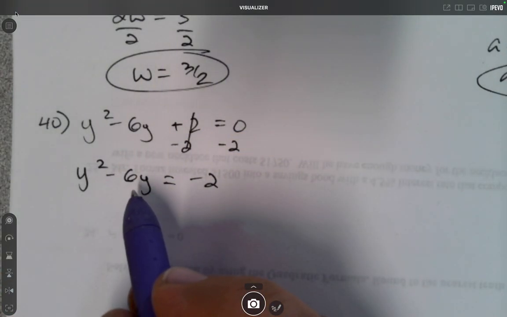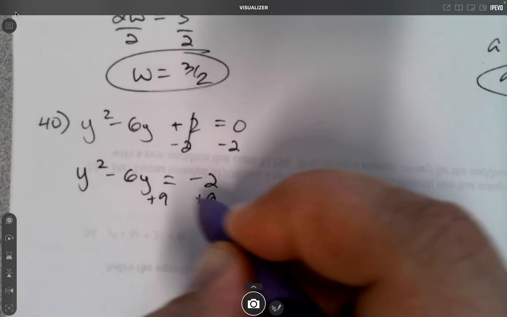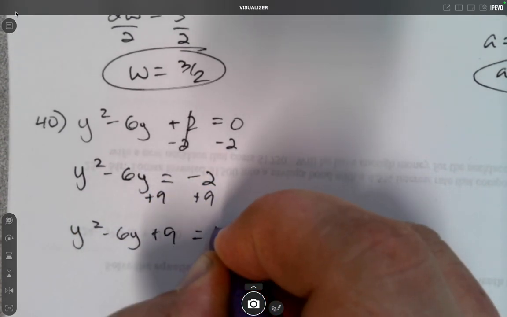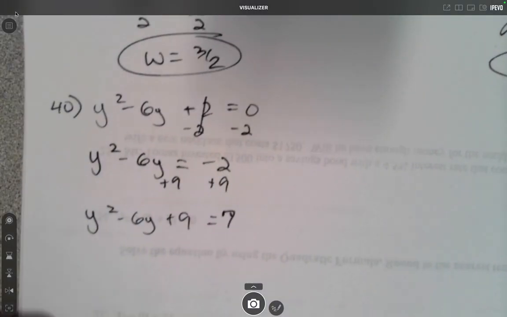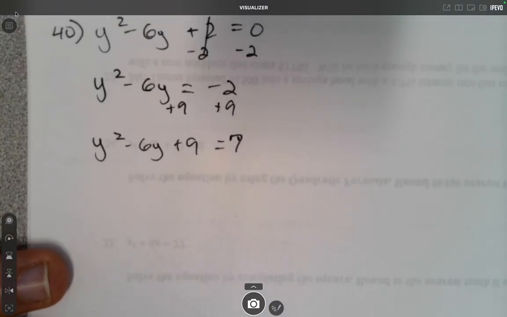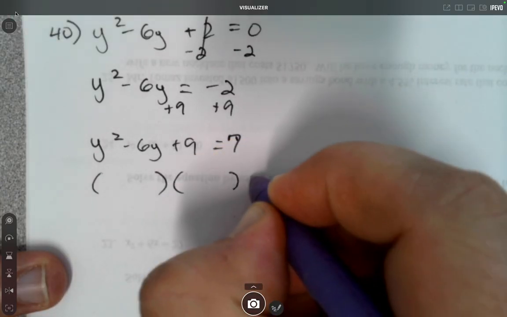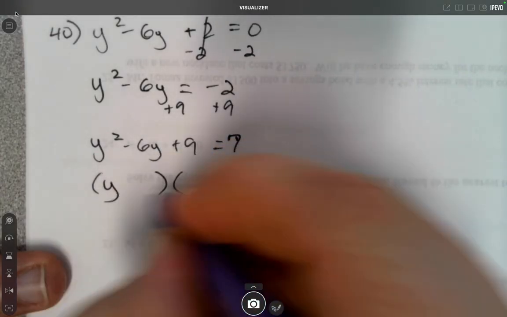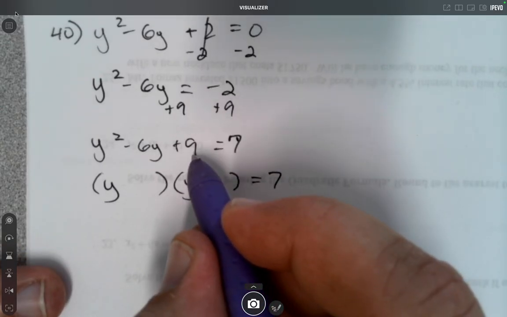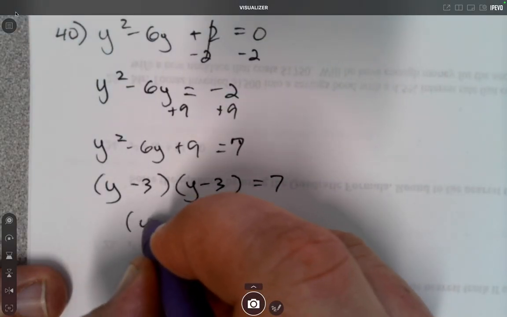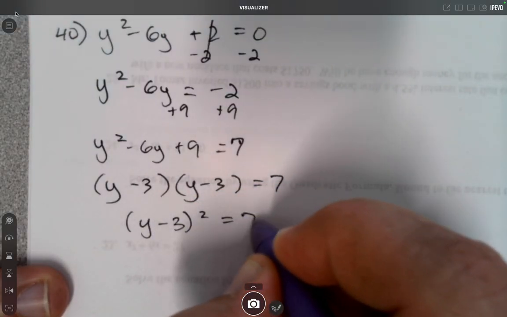Okay, then we cut the -6 in half. That's -3. Square it, that's +9. And add that to both sides. Y squared minus 6y plus 9 equals 7. Then we need to factor this side. So we got to think what multiplies to be 9, positive 9, and adds up to -6. That would be -3.